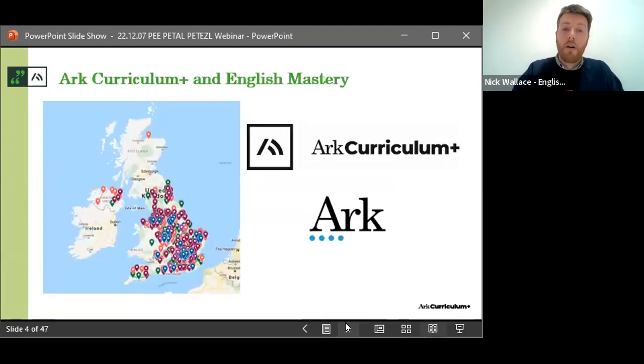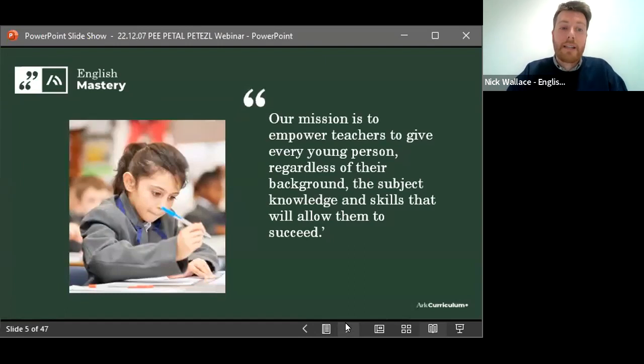Arc Curriculum Plus is part of the ARC Schools Multi-Academy Trust. We're a not-for-profit organisation, and we work with schools in English Mastery, Science Mastery, Mathematics Mastery, with schools the length and breadth of the whole of the UK, and have been doing so for over 10 years now. Collectively our mission is to empower teachers to give every young person, regardless of their background, the subject knowledge and skills that will allow them to succeed. And today, the subject knowledge that we're going to be talking about is English and analytical writing, a subject very close to my heart and hopefully very close to some of your hearts too.